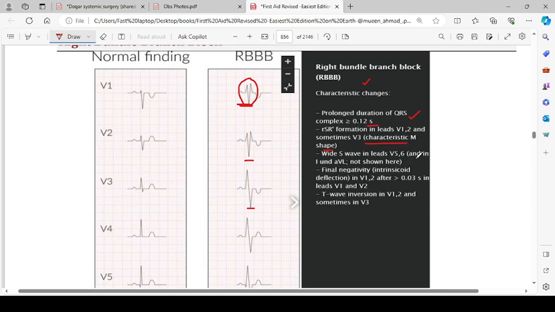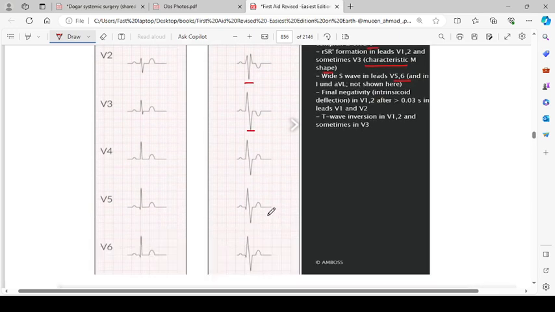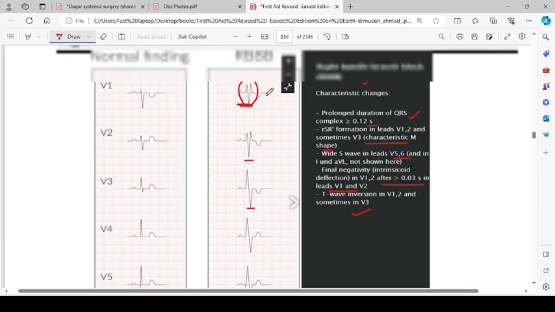Wide S wave in leads V5 and V6. The S wave is wider in V5 and V6. Final negative intrinsicoid deflection in V1 and V2 more than 0.03 milliseconds, and T wave inversion in V1, V2 and V3.